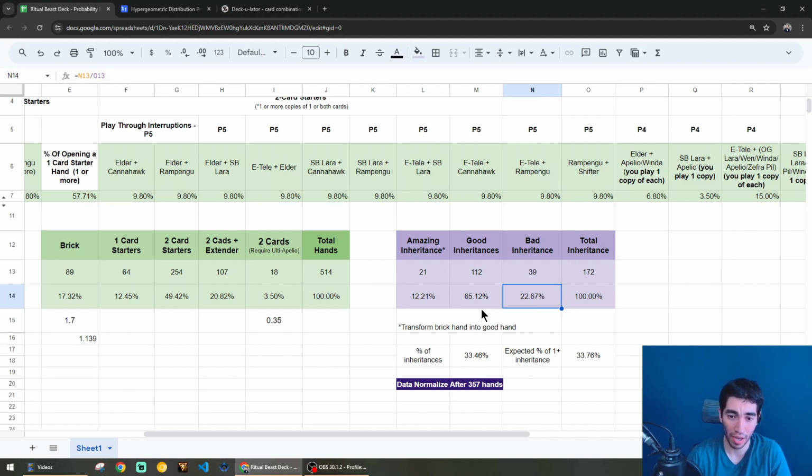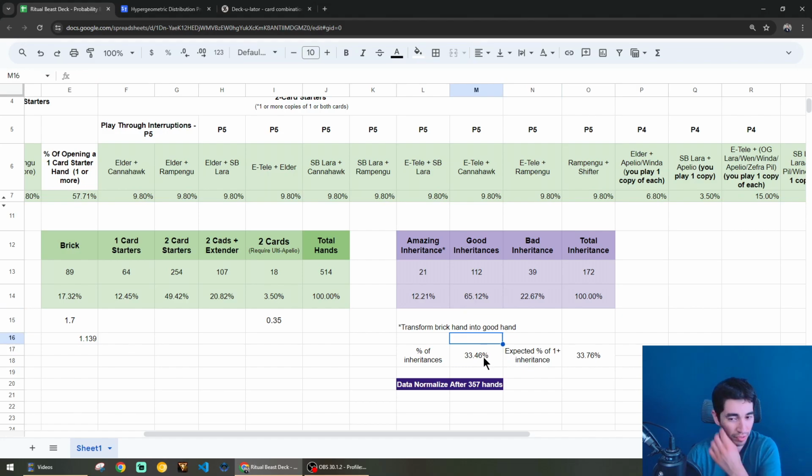So when we consider playing inheritance, we notice that inheritance is going to be a good card in our hand around 80% of the time, close to 80% of the time. So it's a number we want to consider. We want to revisit this on Friday too, to decide if we want to play inheritance or not, you know.